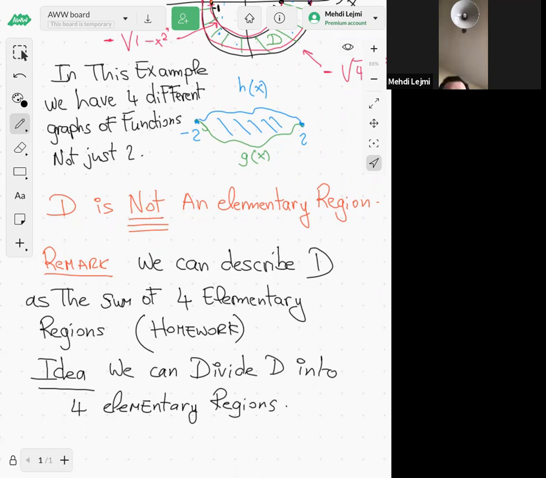Okay, so probably we should do another exercise, because I know this elementary region is not an easy notion. Sometimes it just takes time to understand this idea of the elementary region. But anyway, here's an exercise so you can practice a little bit.